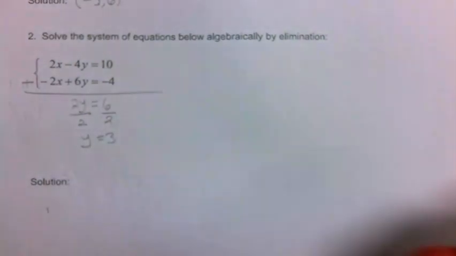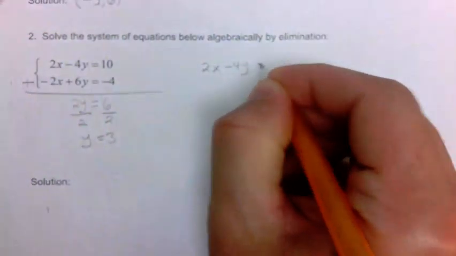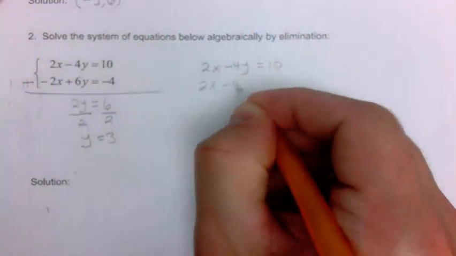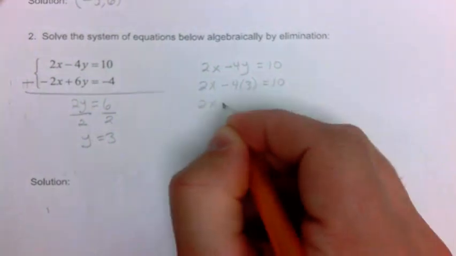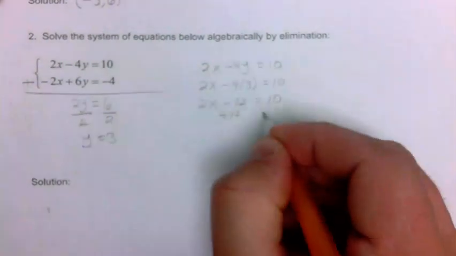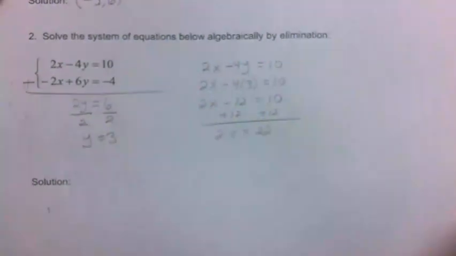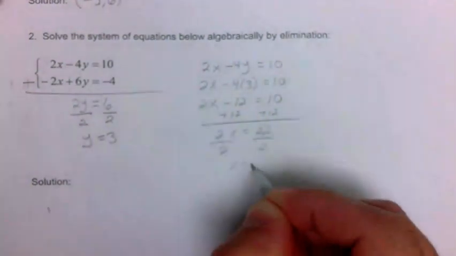Now to figure out x, use the equations in the system. 2x minus 4y equals 10. Y was 3, so 2x minus 4 times 3 is 10. All right, 4 times 3 is 12, so 2x minus 12 is 10. And if you add 12 to each side, then we know that 2x is 22. Dividing each side by 2 means that x is 11.